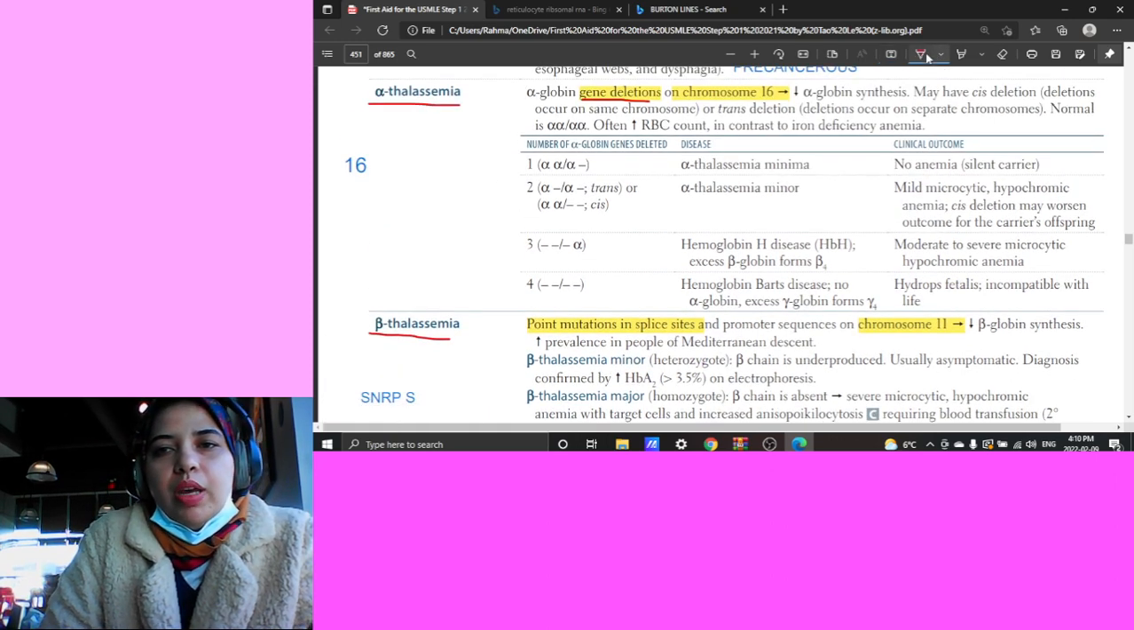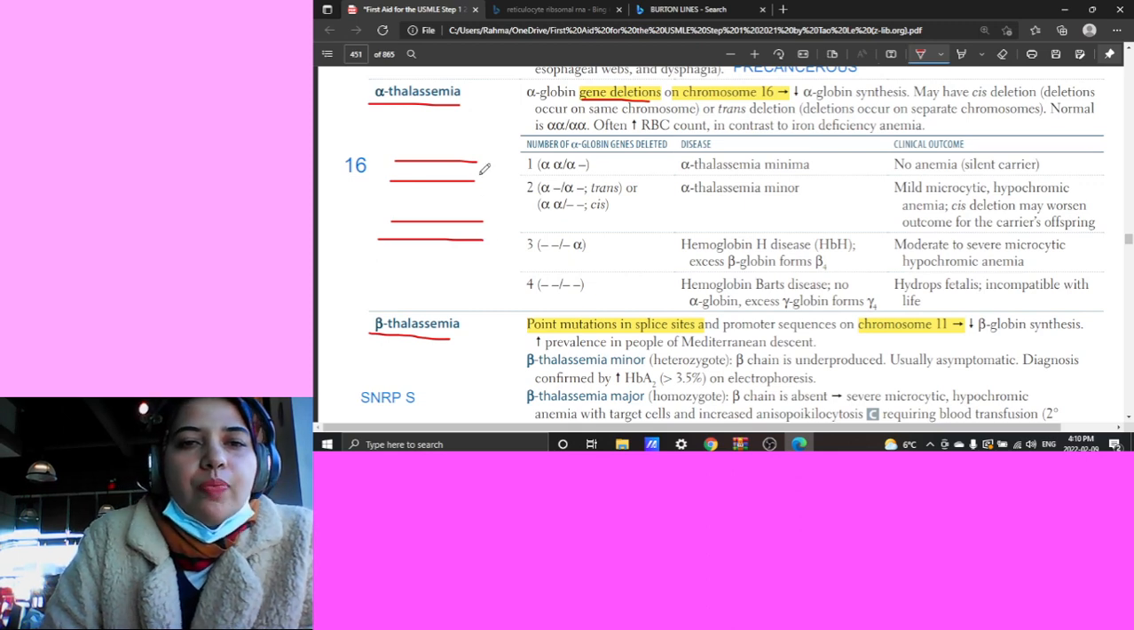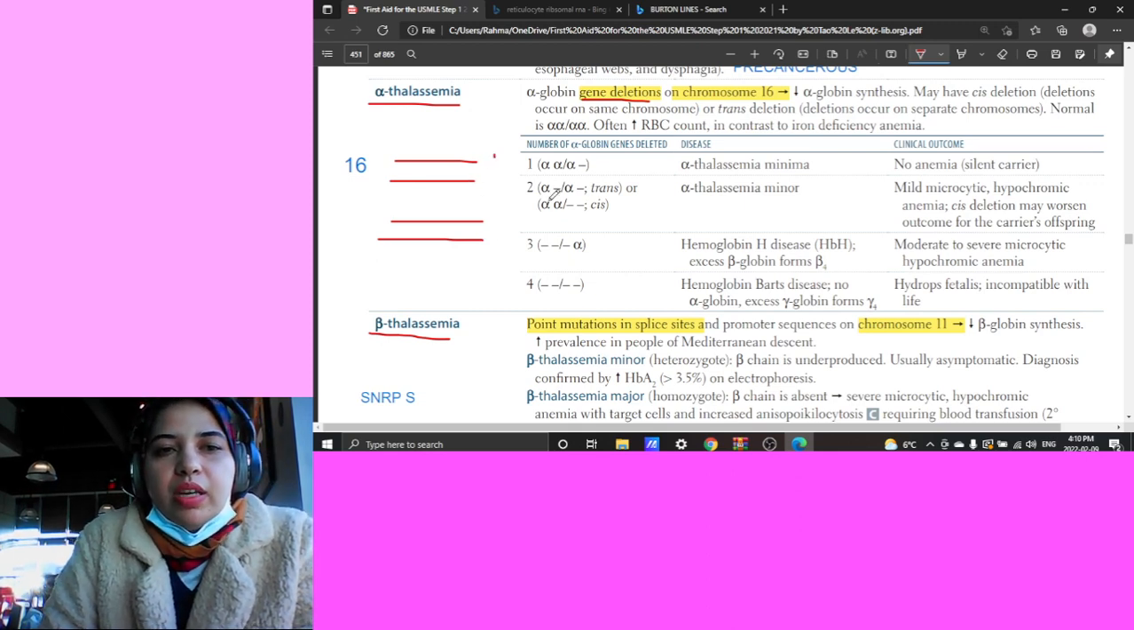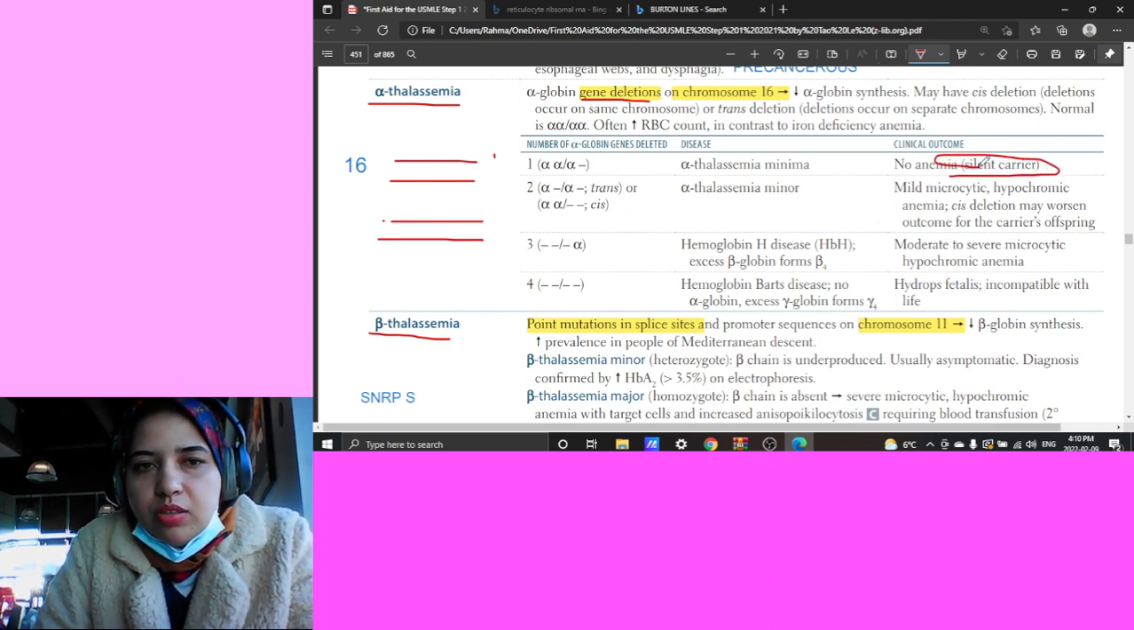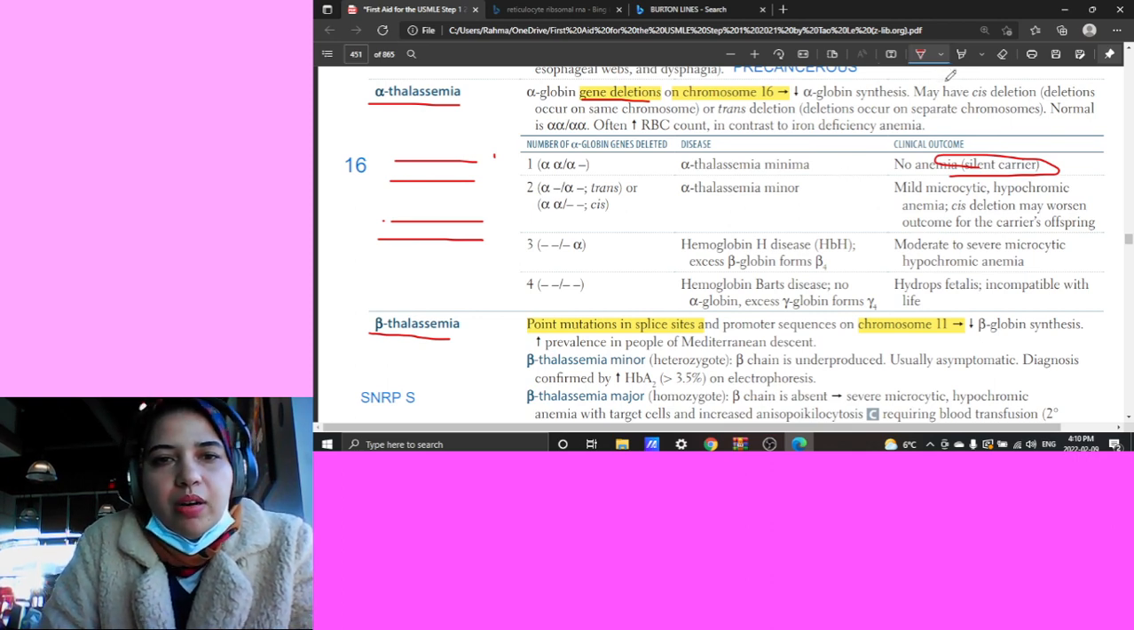So how can I explain this to you in a way that's simple? You have two copies on chromosome 16 of each for the alpha thalassemia, and you have two chromosomes, correct? So you're actually going to deal with four, correct? So either one of these is missing. If one of these is missing, I still have this additional copy on the other chromosome, so I'm not going to have any anemia. So we call that a silent carrier. That's alpha thalassemia minima.